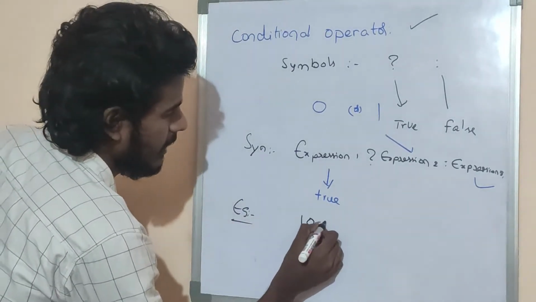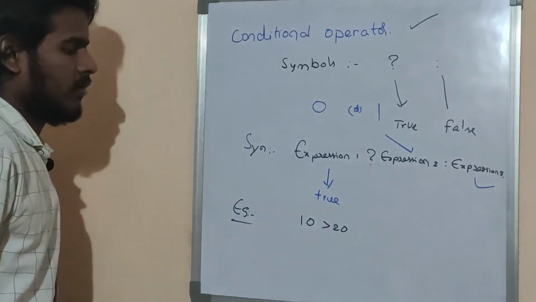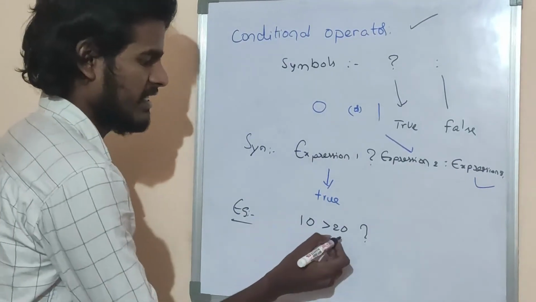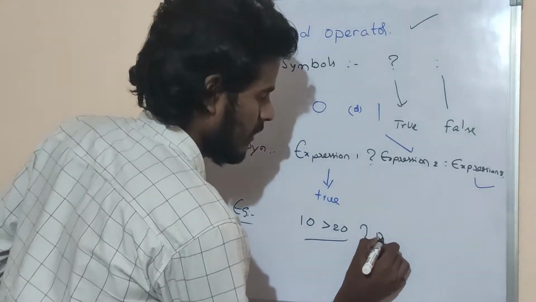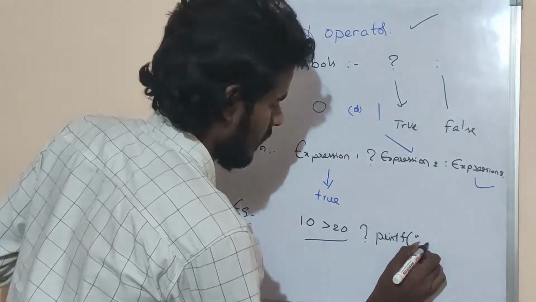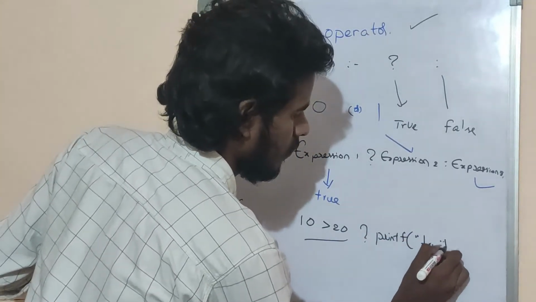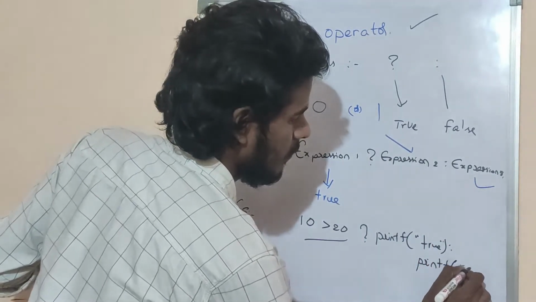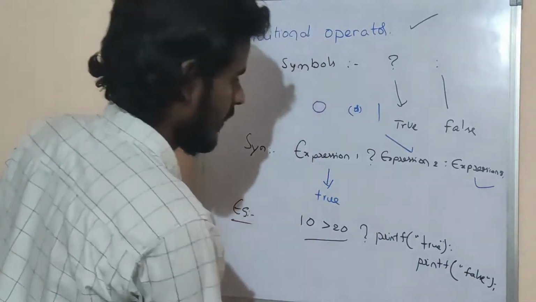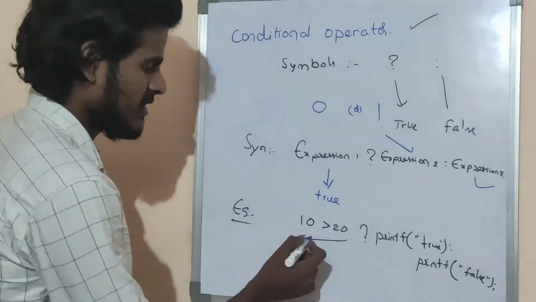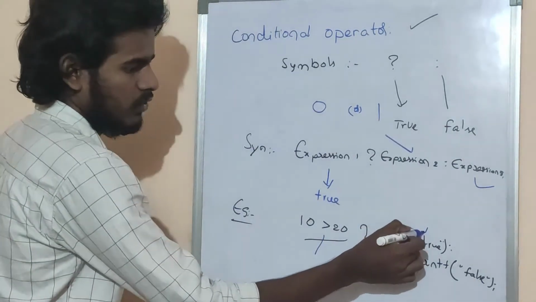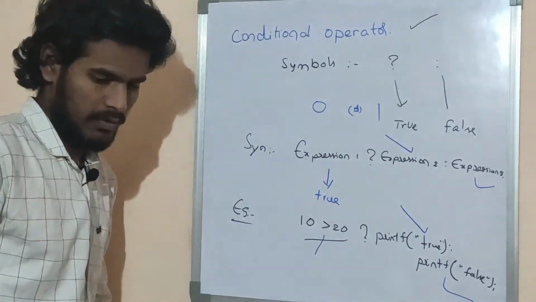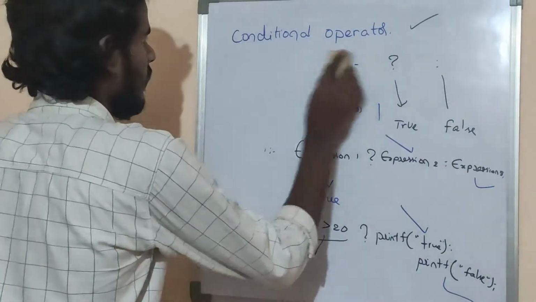10 greater than 20. What does the question mark indicate? True. Is it true? No. So printf true, colon, printf false. Whether the expression is true, it will execute expression 2, otherwise it will execute expression 3. Understand? Let's see a small example.